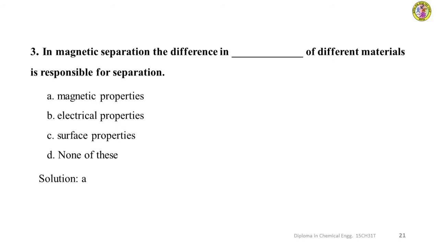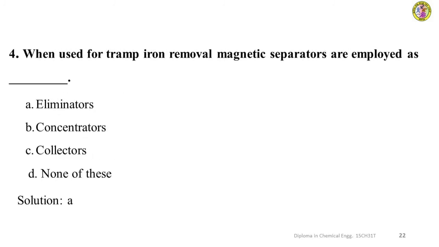In magnetic separation, the difference in dash of the different materials is responsible for separation. So magnetic properties are utilized in a magnetic separation to effect the separation of the particles into different fractions. So option A is the right option for this question. When used for tramp iron removal, the magnetic separators are called as eliminators. When they are used for concentrating magnetic particles from non-magnetic particles, they are called as concentrators. So for this particular question, option A is the right option.